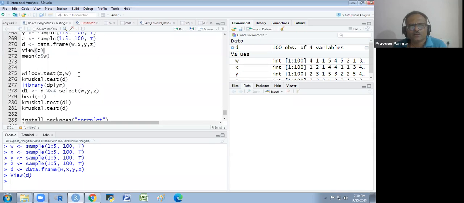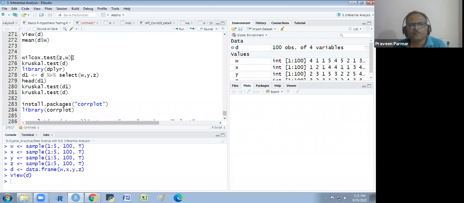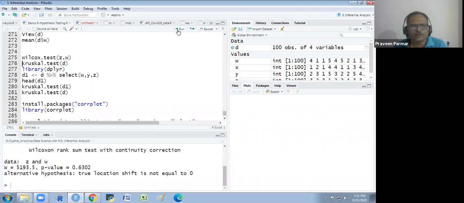We will use the Wilcox test for the Z question and the W question, which are on the Likert scale. It is a non-parametric test we apply on Likert type scale data, and I just used it. I get a P value of 0.63. There is no significant difference in the opinion of the respondents in W and Z, whatever we have taken there.